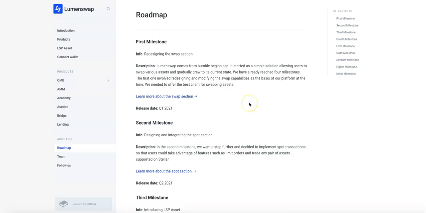So the first milestone was way before I arrived on the scene. It was just redesigning the swap section. Lumenswap comes from humble beginnings. It started as a simple solution allowing users to swap various assets and gradually grew to its current state. We've already reached 4 milestones. The first one involved redesigning and modifying the swap capabilities as the basis of our platform at the time. We needed to offer the best client for swapping assets.